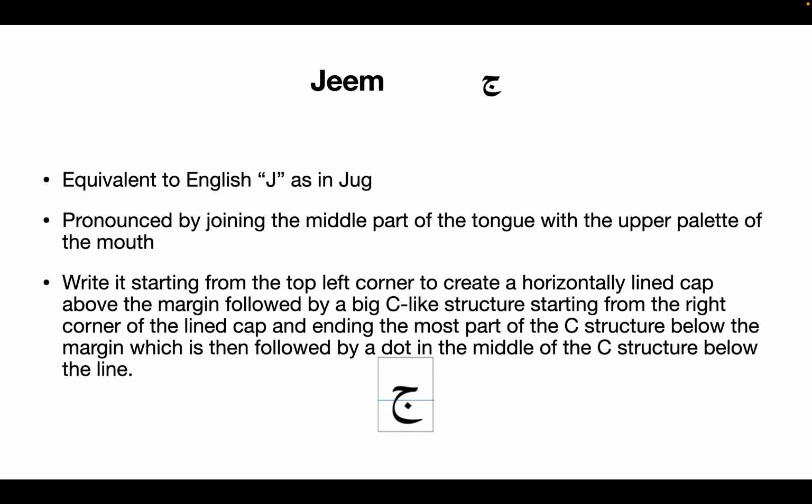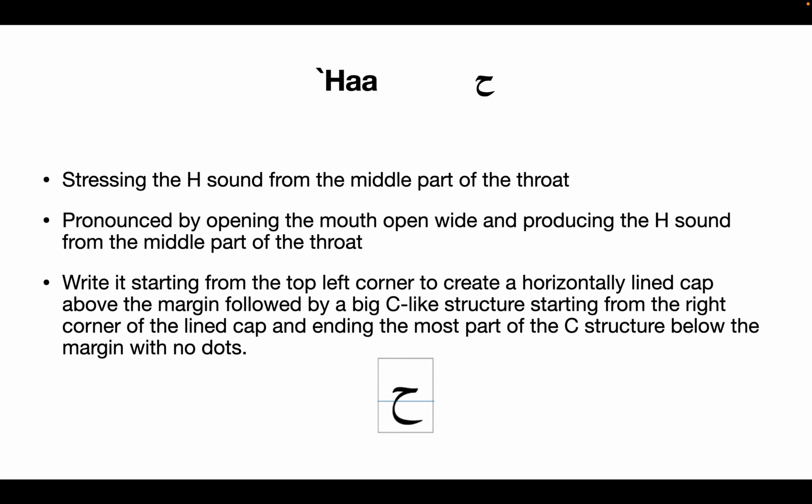Okay. Now let us move on to another letter, Ha. As you can hear, it's not a simple ha, just like in English. It's a little bit stressed H sound, and it is produced from the middle part of the throat. In Arabic, the sounds that we produce from the throat are produced from three areas. The first area is the upper part of the throat. The second area is the middle part of the throat. And the third area is from the lower part of the throat.